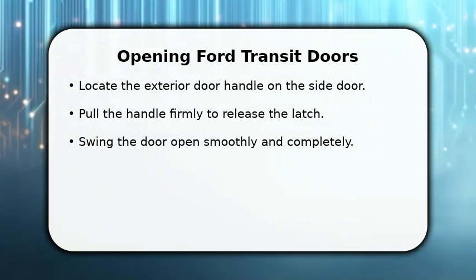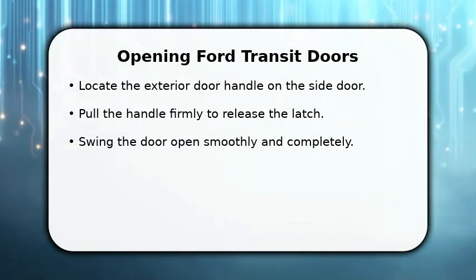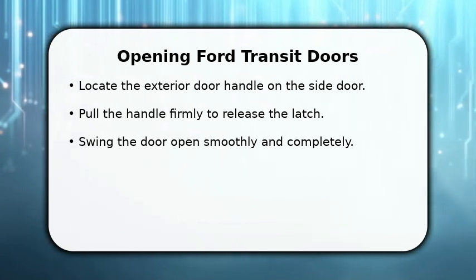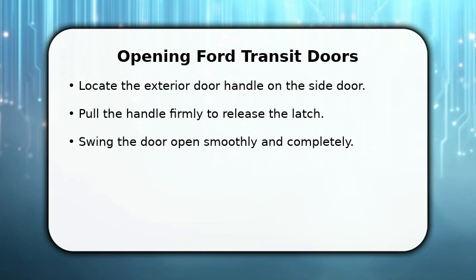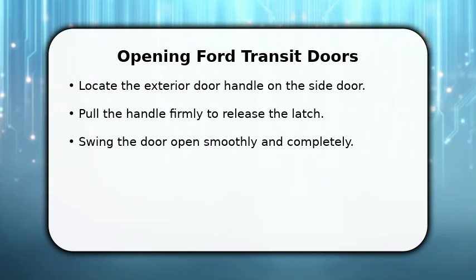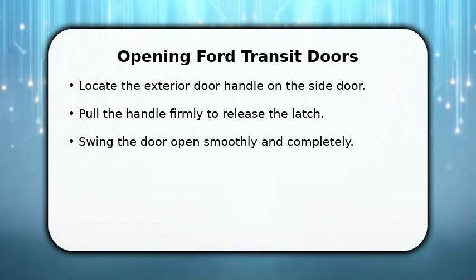To open the side door, first locate the exterior handle. Give it a firm pull to release the latch mechanism. Once unlatched, gently swing the door open. Ensure you have enough space around the vehicle before opening fully. This simple action allows easy access to the cargo area or passenger compartment.